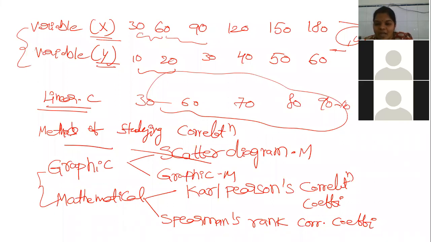In your syllabus, they clearly mention the Karl Pearson correlation coefficient. So you just learn this one. It is enough for you. But you should know about these other methods also in a few points. So first one is the scatter diagram method.